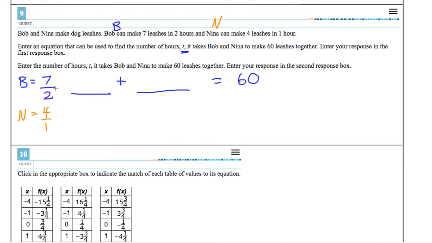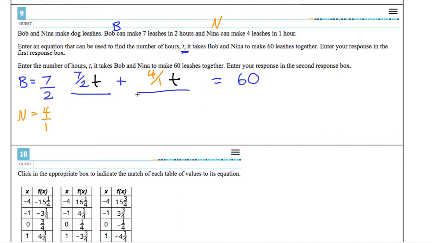You just say 7 halves t. So it's going to be 7 halves, and I'll do the variable t in a sec, plus 4 over 1. And then make sure that you have your variable in there. Your variable is t. So this rate plus this rate is equal to 60.